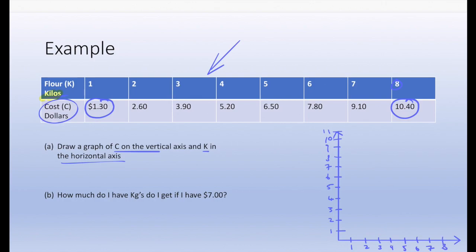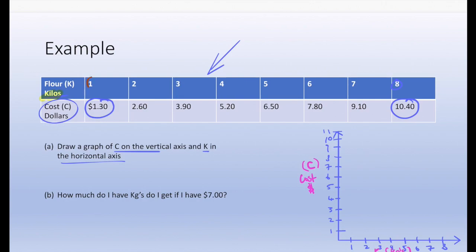Now, I also need to label them. So the vertical one was C, which is the cost, and I'm going to put a dollar sign there, and here I'm going to put K, and that's kilograms. All right, so we can be aware of that. Now I'm just going to be plotting these graphs in there.